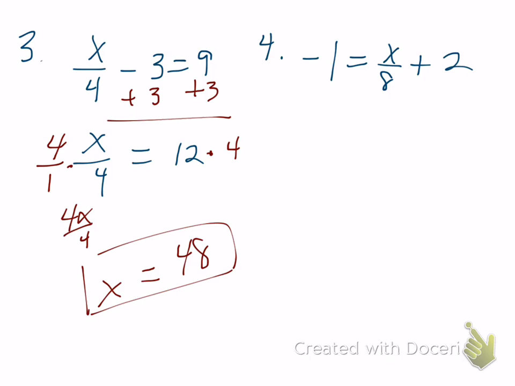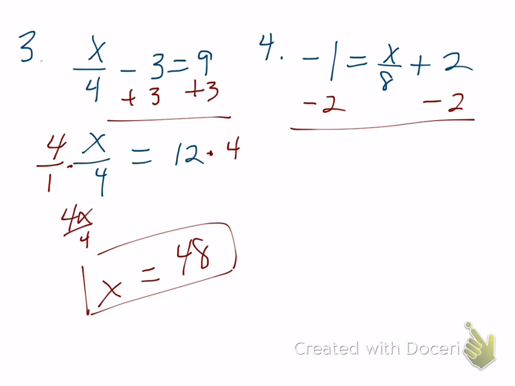Notice it really doesn't matter which side x is on. X is on the right this time, so let's try to keep x on the right. In the end, it really doesn't matter. We can always change the order that we write our answer. So here we're going to want to subtract 2 first. Again, we always want to add or subtract first, and since we have a plus 2 here, we're going to want to subtract 2 on each side.